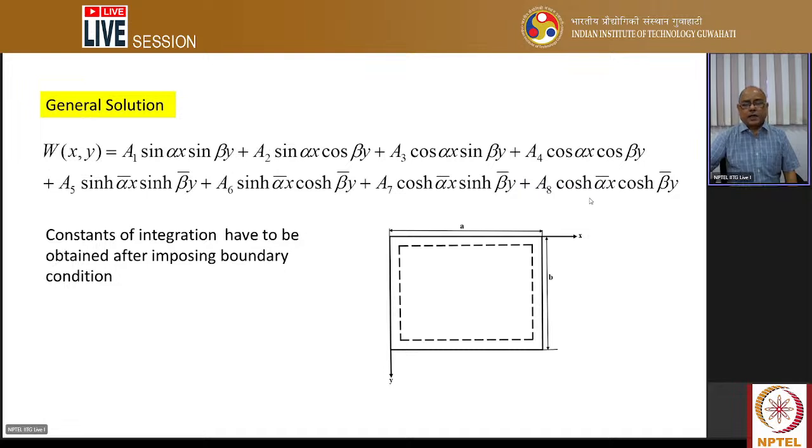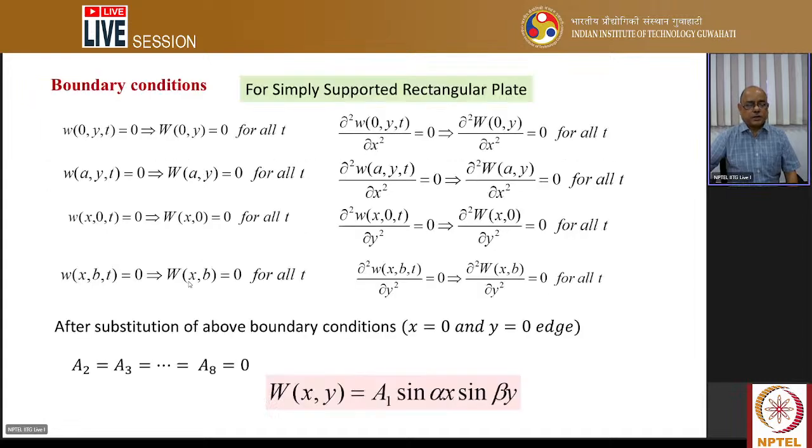Now, there are 8 constants here you are seeing, and also you are noticing that alpha and beta are the 2 parameters. And alpha, beta actually are related to the natural frequency of the system that we have discussed in my module in detail. Constants of integration can be obtained after imposing boundary conditions. So ultimately, for a simply supported plate, we get a solution like that.